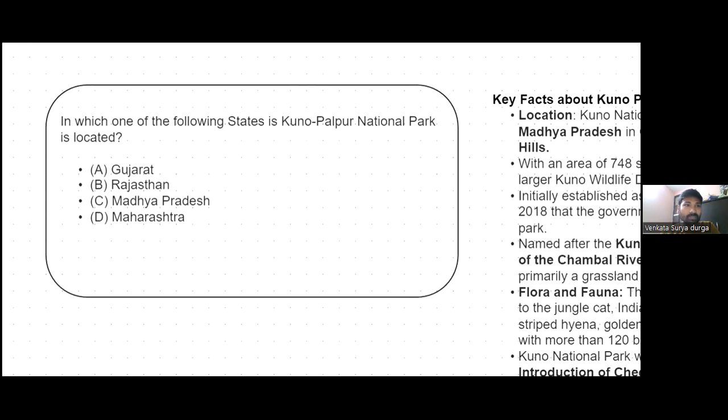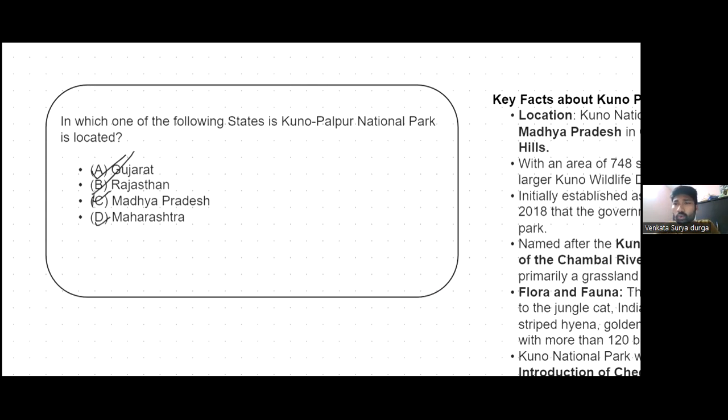The question is, in which of the following states is the Kuno Palpur National Park located? The options are Gujarat, Rajasthan, Madhya Pradesh, and Maharashtra. The correct answer is Madhya Pradesh.